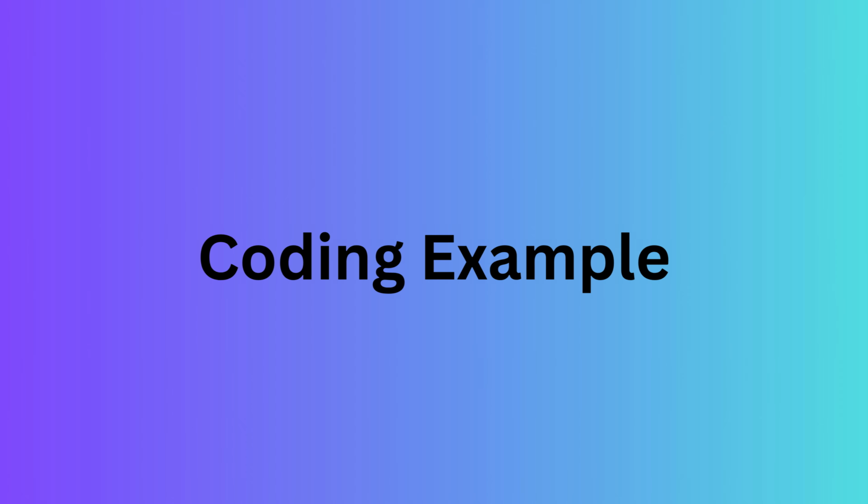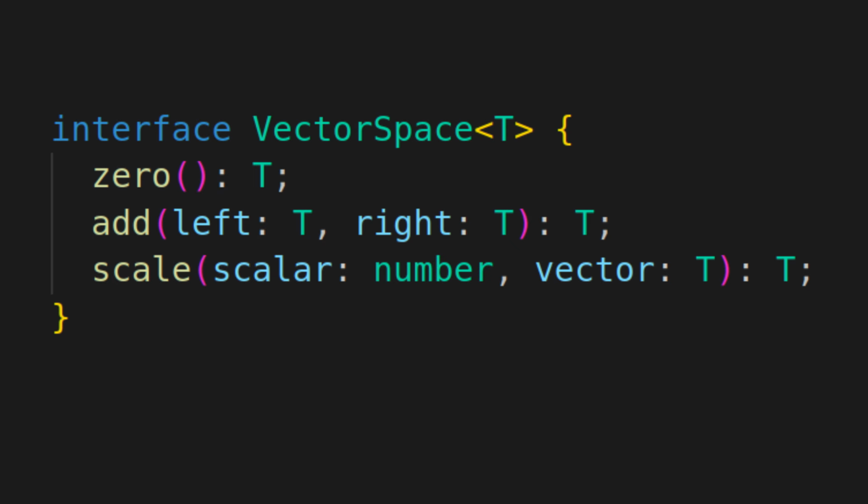Let's see a complete implementation of a vector space using TypeScript. This is where the abstraction becomes real, where the interface stops being theory and starts being something you can actually run. We begin by defining the interface itself. We'll call it VectorSpace and give it a generic type T. This interface declares exactly 3 things.